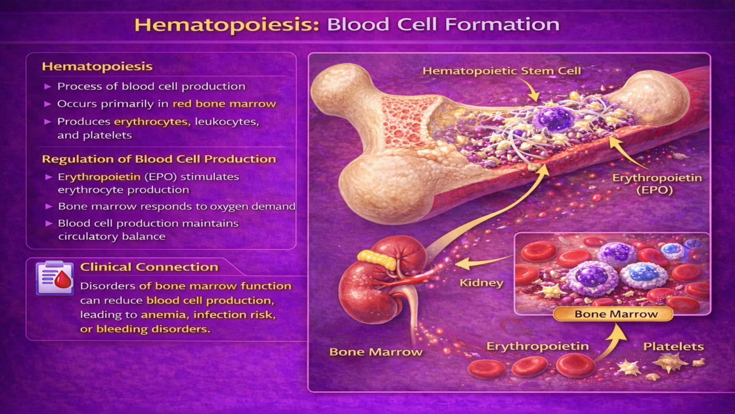For example, disorders of bone marrow function can reduce blood cell production, leading to anemia, risk of infection, or bleeding disorders.